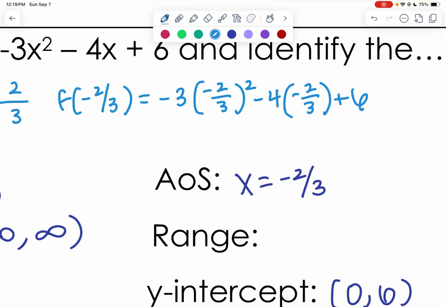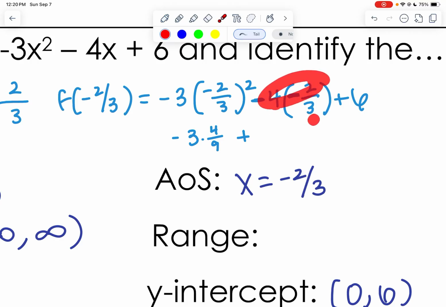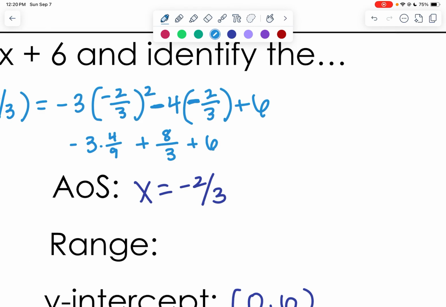Now, negative 2/3 squared is going to be positive. 2/3 times 2/3, that's going to be negative 3 times 4/9, sorry, y'all. Because 3 times 3 is 9. Okay, so that's negative 3 times 4/9, okay? Right here, this negative and this negative are going to become a positive, so that's going to be plus. I don't have a fraction, it's just 4 times 2/3, so just do 4 times 2, which would be 8/3 plus 6. Okay, now I'm going to need a common denominator.